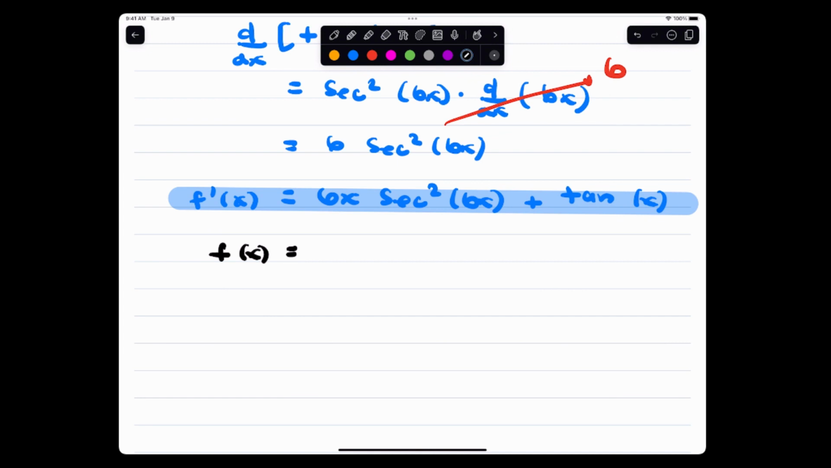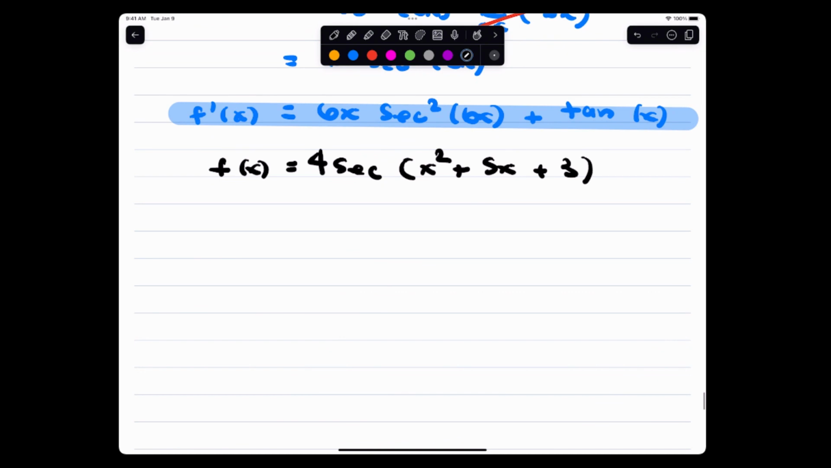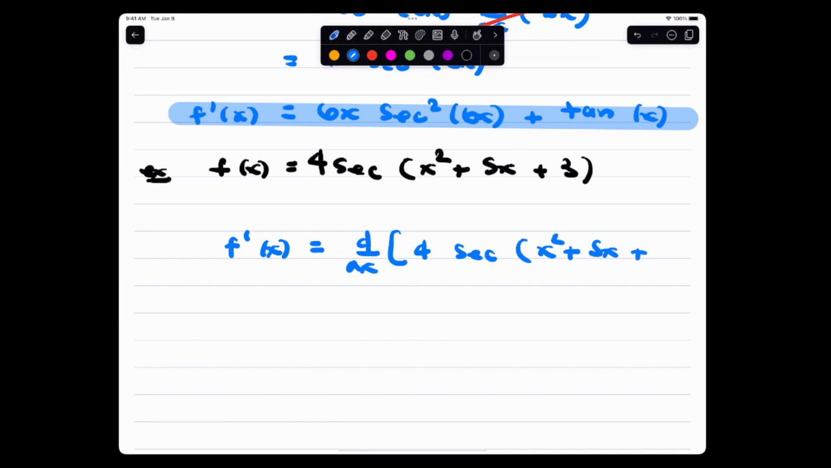How about if they gave you, how about this? Secant of x squared plus 5x plus 3. And maybe they put a constant like 4 in front. Okay? Let's get that derivative in operator notation. So you say, bless you, f prime x becomes what? 4 secant of x squared plus 5x plus 3 here, okay?